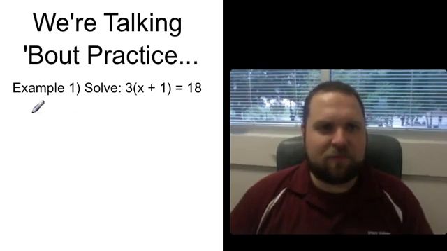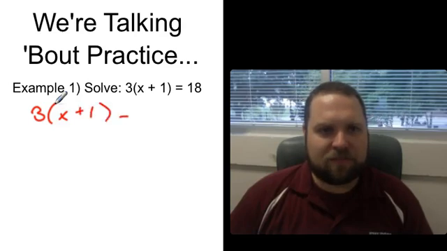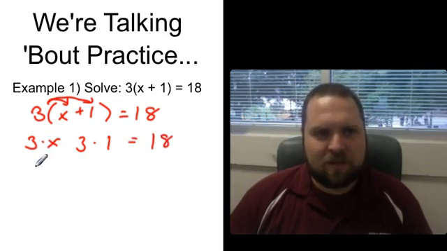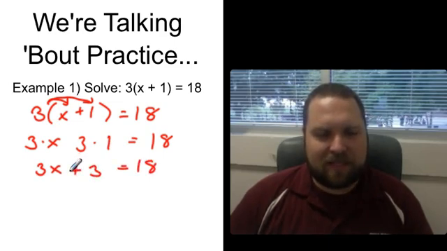So for our first example, we've got 3 times quantity x plus 1 equals 18. And this is just a distributive property problem. So what I'm going to do is distribute that 3 throughout. I'm going to take 3 times x, and 3 times positive 1, and all of that is equal to 18. Well, 3 times x is 3x. 3 times 1 is positive 3. So I write plus 3 equals 18.